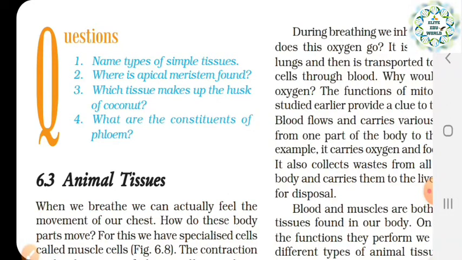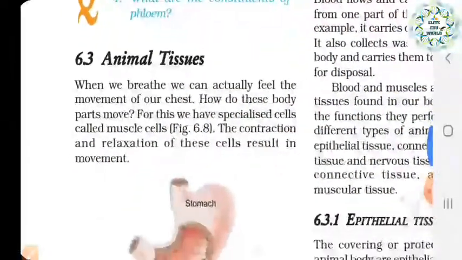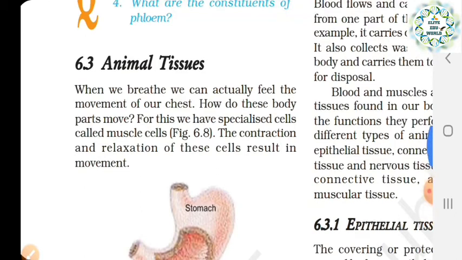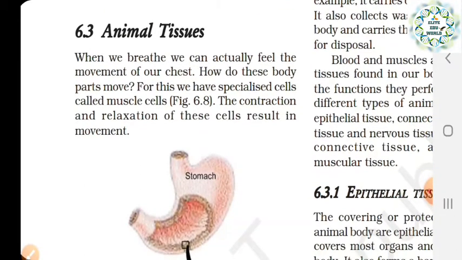Now the very important point, that is animal tissue. In this session we will start to talk about animal tissues. We already know that in our body there are several different types of tissues and several different organs, because we are a complex type of organism. We have many different kinds of tissues and organs to perform different, specific functions. So in animal tissue, when we are just breathing, we can actually feel the movement of our chest.